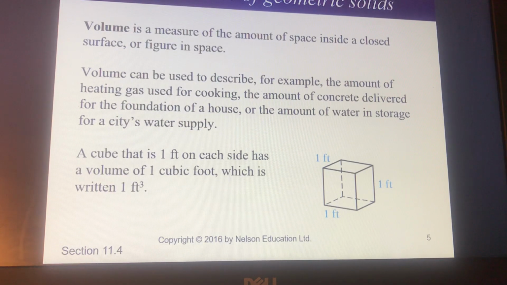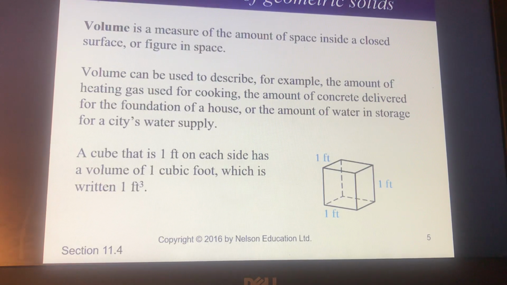Volume is the measure of the amount of space inside a closed surface. For example, how much tea do you have in your cup? Or what is the space in your closet? How much clothes can you put in that closet? Or how much clothes can you pack and take with you on vacation?